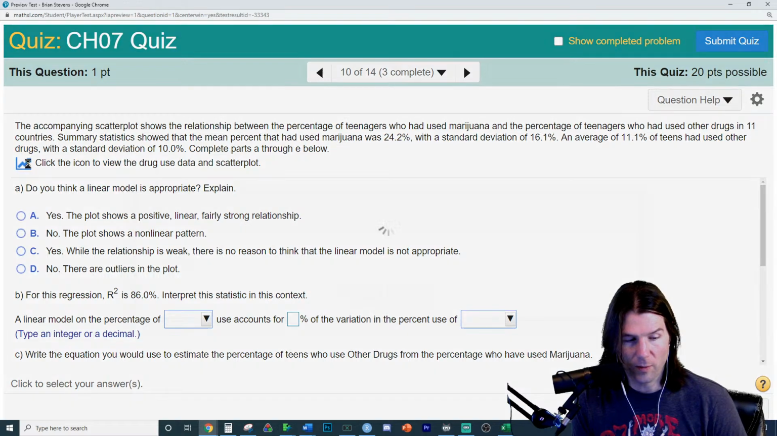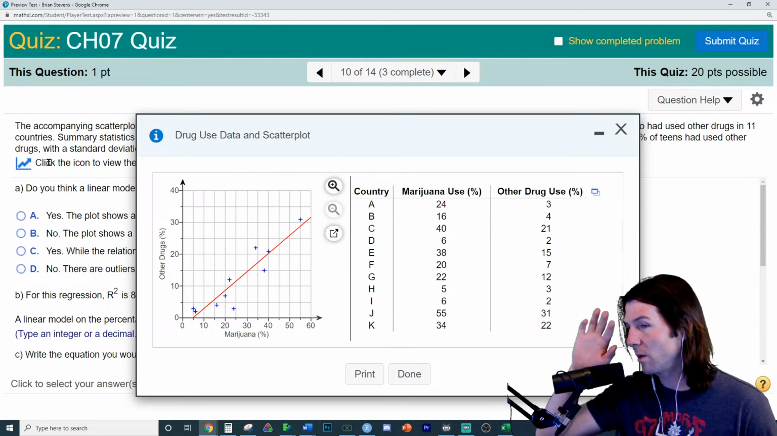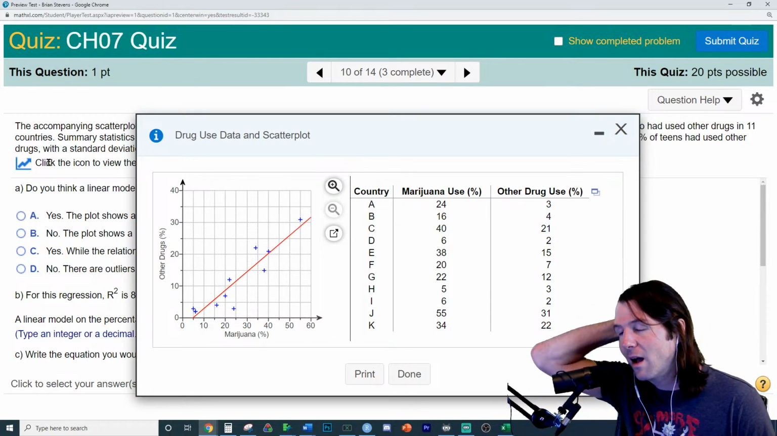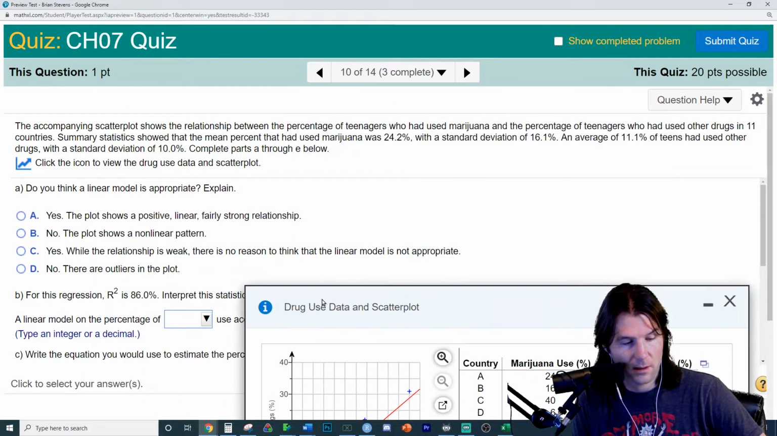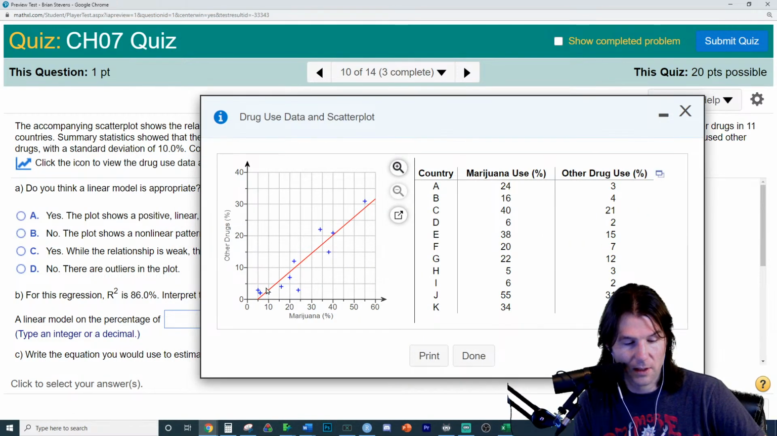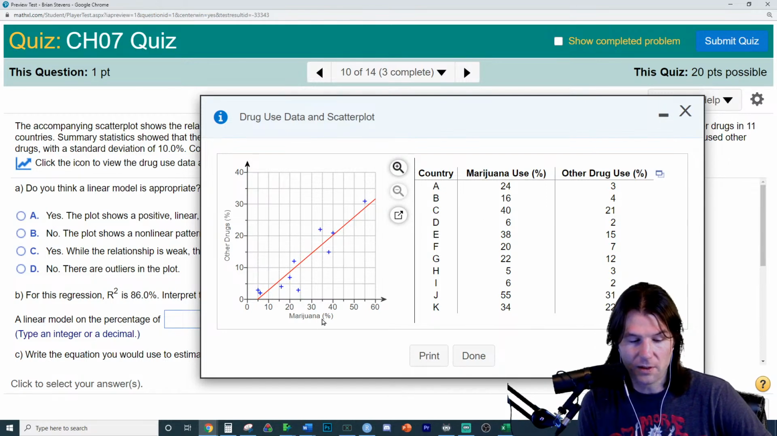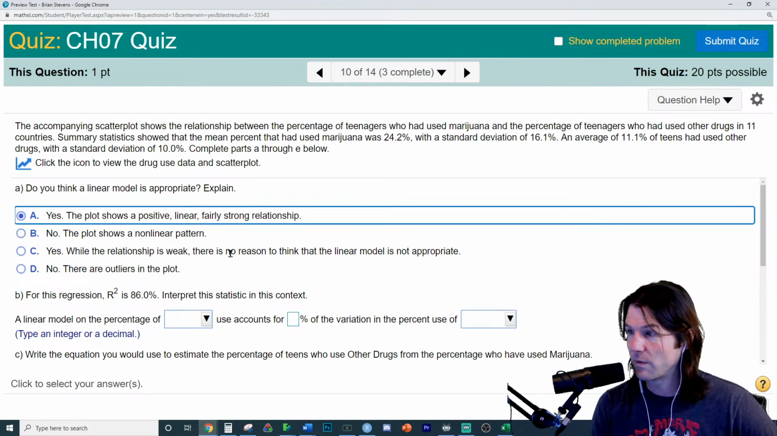So, do you think the linear model is appropriate? Yeah, it does. That looks pretty good. So, the linear model looks pretty good right here. I'm not going to say it's weak, and there's not really big outliers. That's fine, that's not bad nonlinearity. Overall, this is QQ, straight enough, no outliers. So I'm going to say, yes, it is positive, linear, fairly strong.